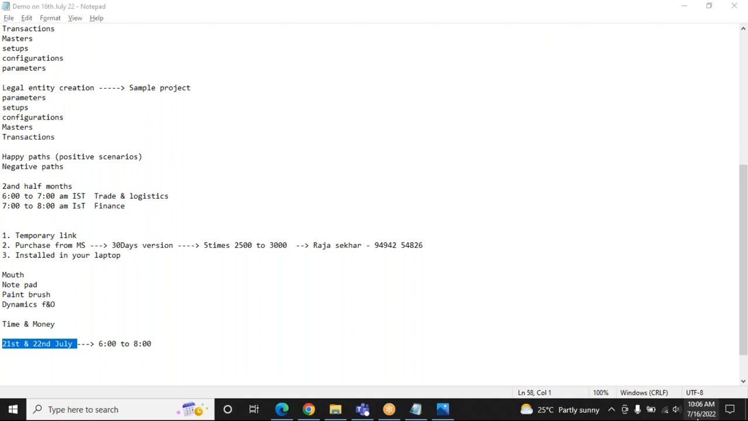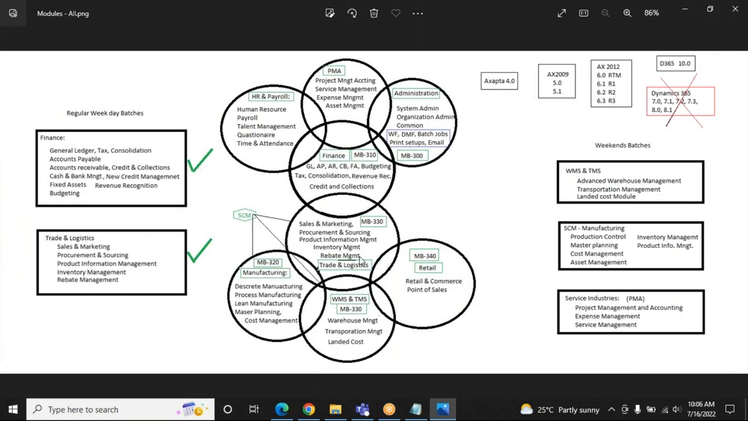Please. Actually, you told us that when we try to shift from non-IT to IT, we choose the P&L module so that it will be easy. So what if we choose finance? Is that easy to get in?